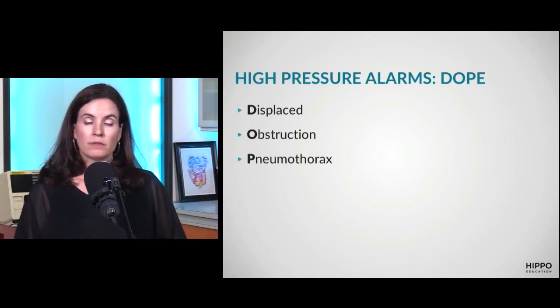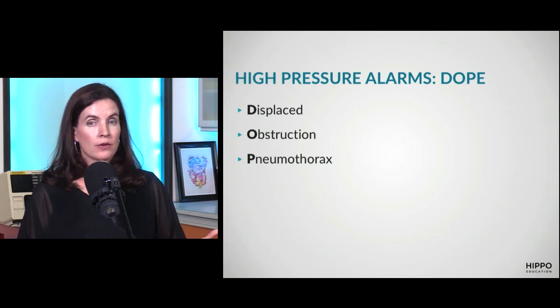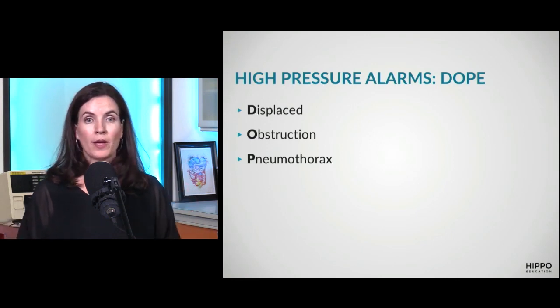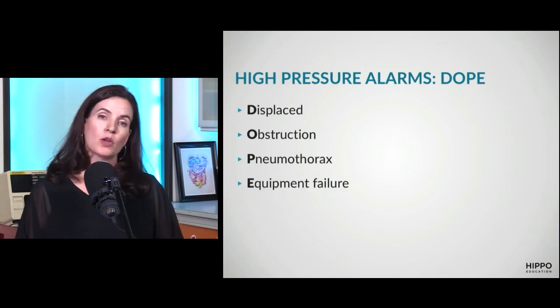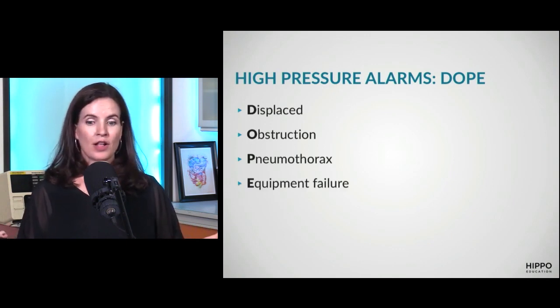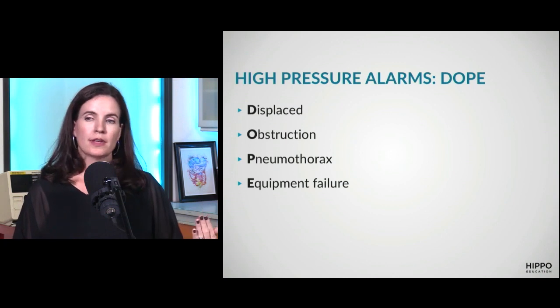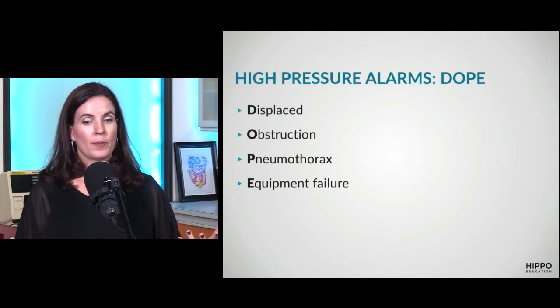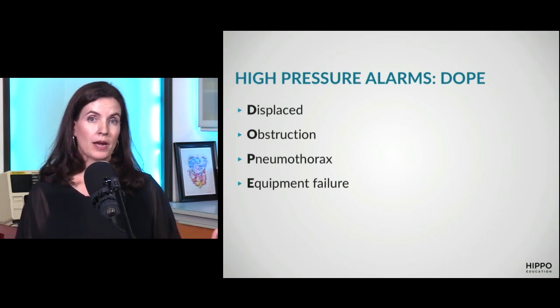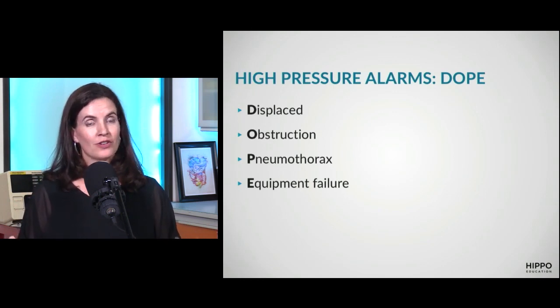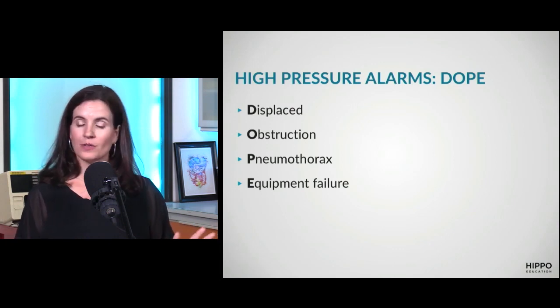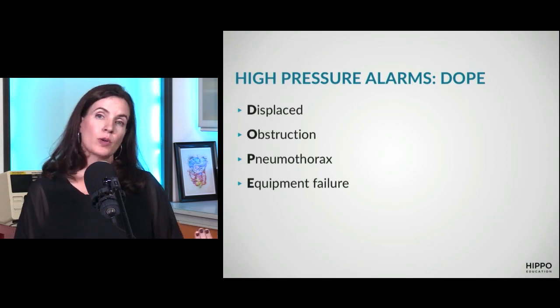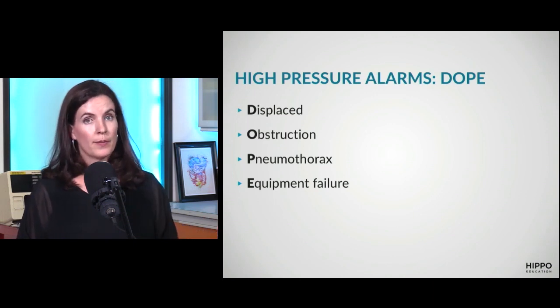P is for pneumothorax. Is there a pneumothorax? This is an opportunity to pull out your ultrasound or your chest x-ray, your stethoscope, to check for pneumothorax. And then E is equipment failure, which is the vent itself not working. So this does take us back to the critical step of, if you just can't get the vent to stop alarming, just take the patient off the vent and bag. This is always our safe backup move whenever the vent is driving you crazy. If you need to just turn it off, turn it off. It will be safe to bag your patient until someone comes to bail you out. But this is a quick and easy mnemonic to use to run through that high pressure alarm.